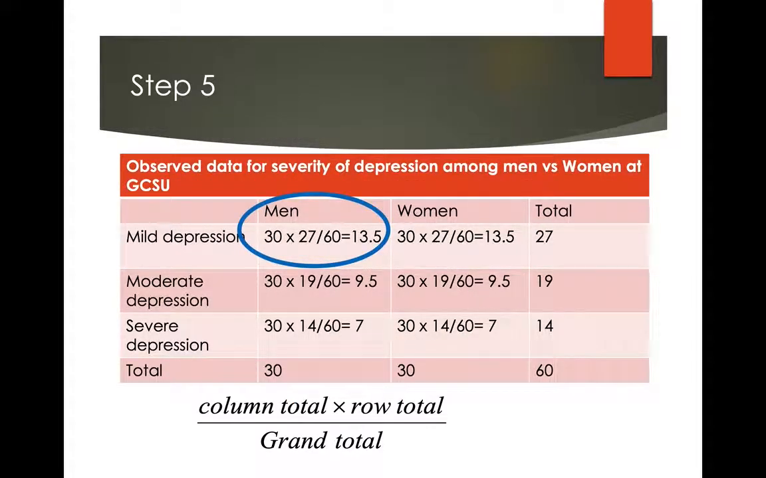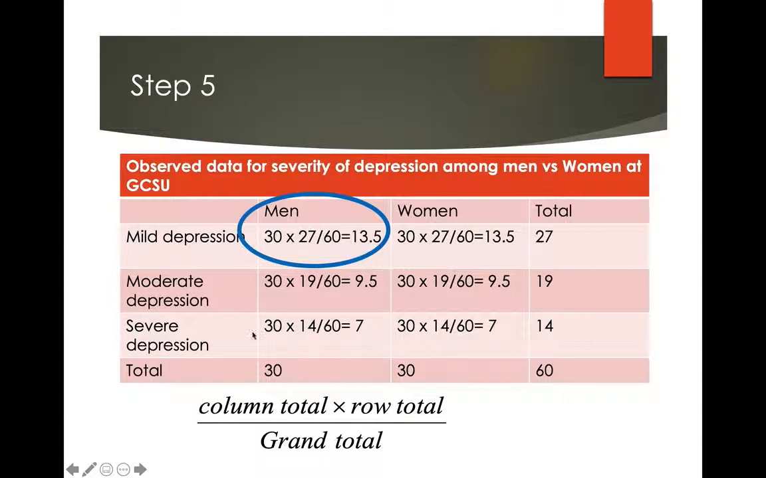So how do I now calculate my expected values? If you look at the blue shape that is circled, this first cell, you will see that my column total is multiplied by my row total. So my column total is 30. My row total is 27 for the mildly depressed among men.